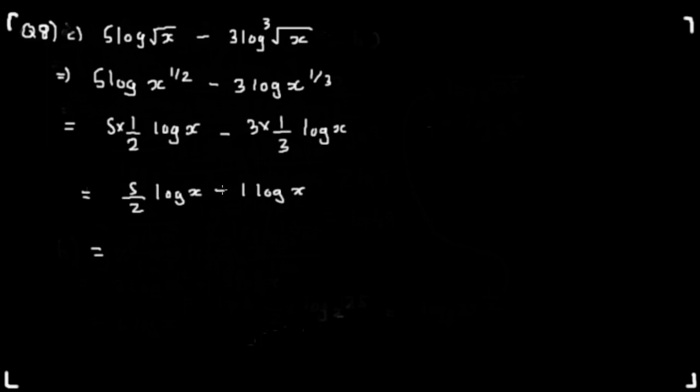Now, what does this mean, right? This is just 2.5, right? So if we subtract 1 from 2.5, that would be 1.5. So that would be 3/2 log x, right? That's it. That's simple enough.